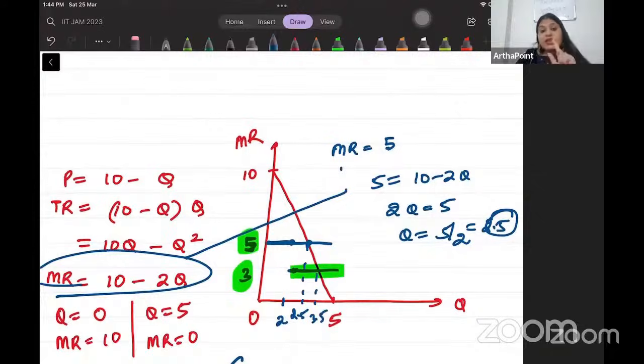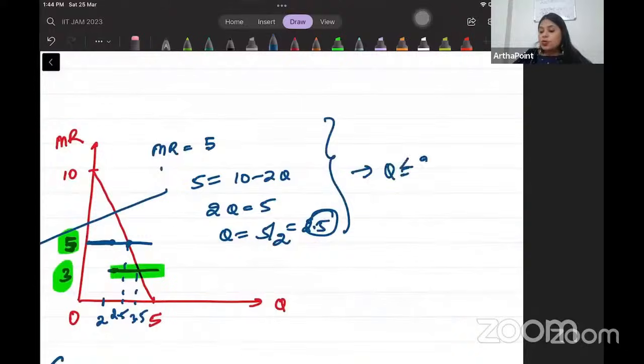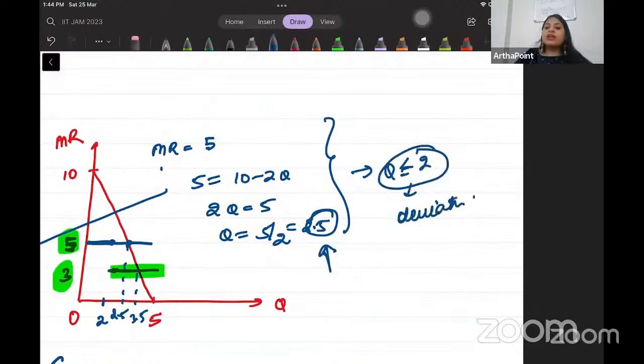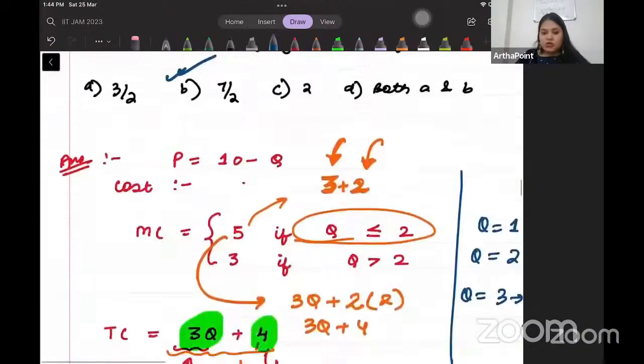That's the first thing. Second thing, this equation holds as good as Q up to 2. But here I'm getting Q as 2.5. So this is a deviation from what I did. So this is incorrect. Okay, Tanishta. So I'll just explain how I got this total cost function again.